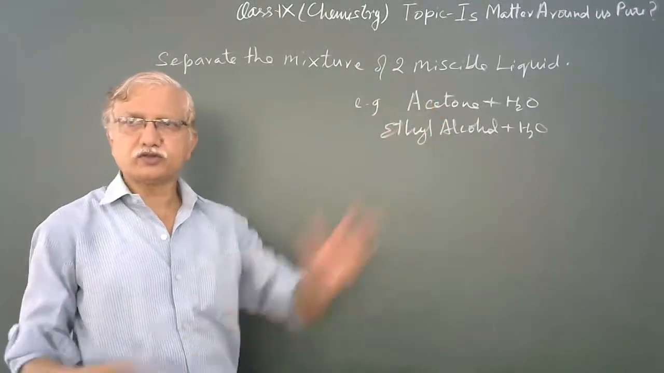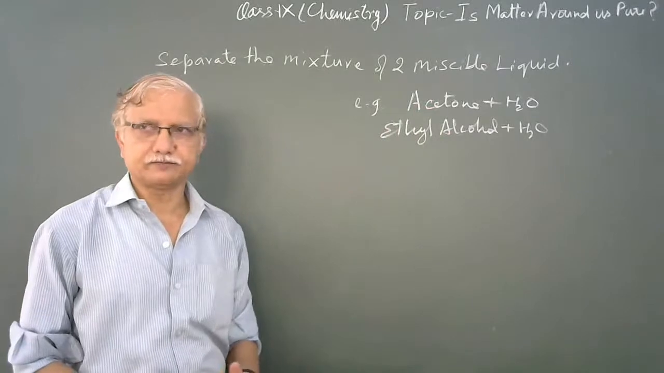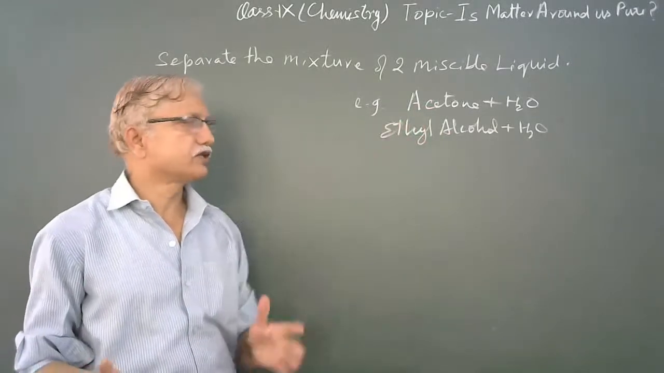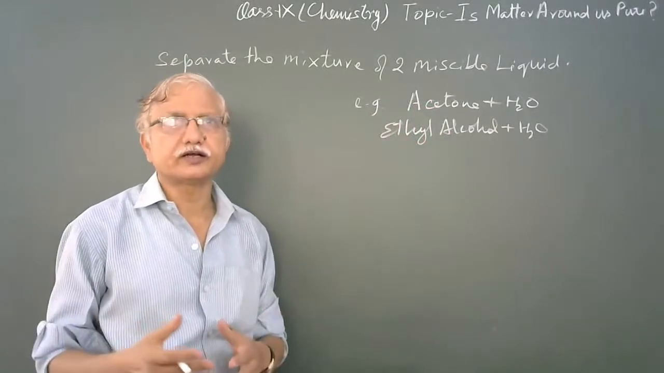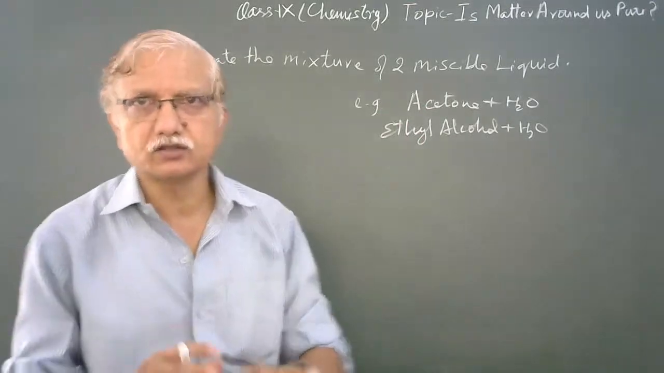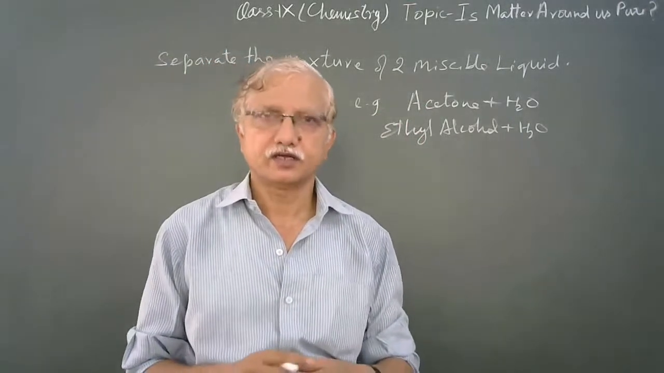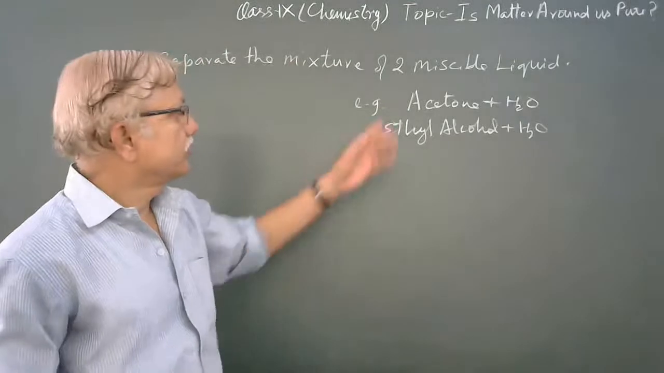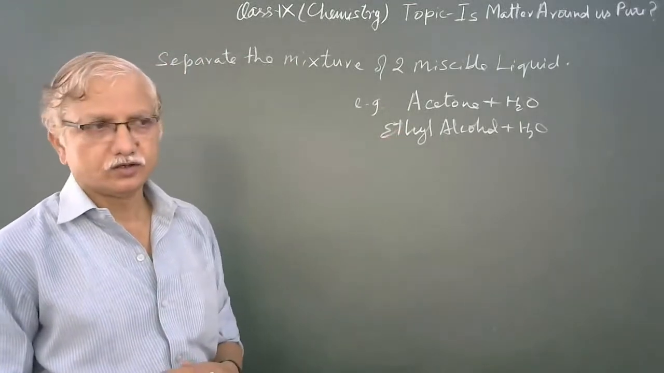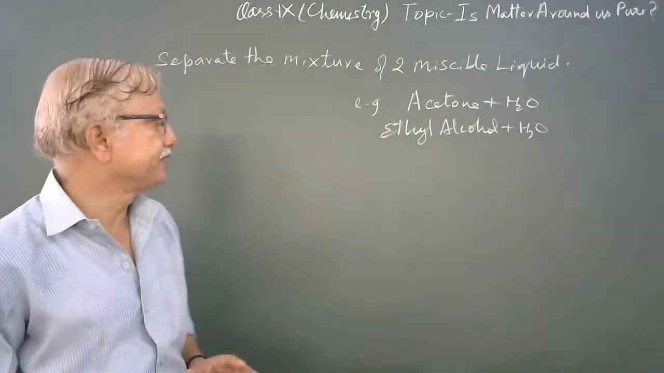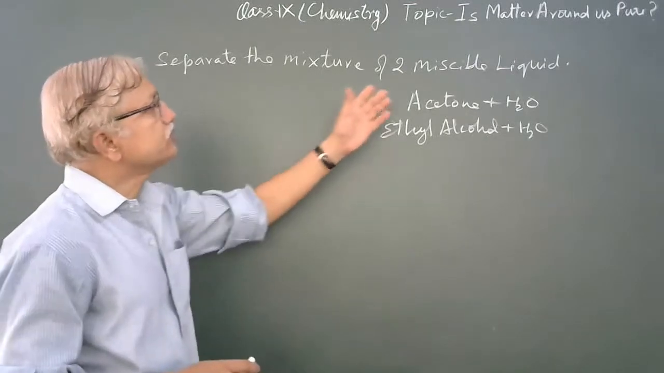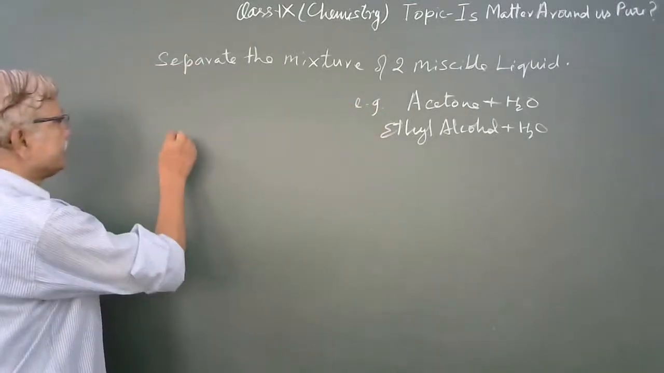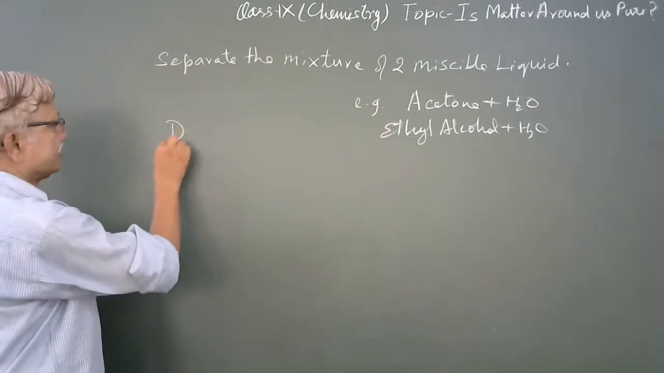Because both mix completely. If you mix ethyl alcohol and water, when people drink, they mix alcohol and water, so it is completely miscible. Correct? Then water and acetone are also miscible. So how do we separate them? These two miscible liquids can be separated by using the process of distillation.